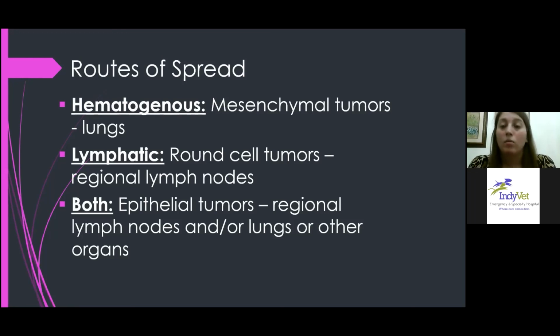And then epithelial tumors like to do both. They like to go to regional lymph nodes or the lungs or other organs. These are your adenocarcinomas, your apocrine gland anal sac adenocarcinomas, your squamous cell carcinomas, your mammary carcinomas.